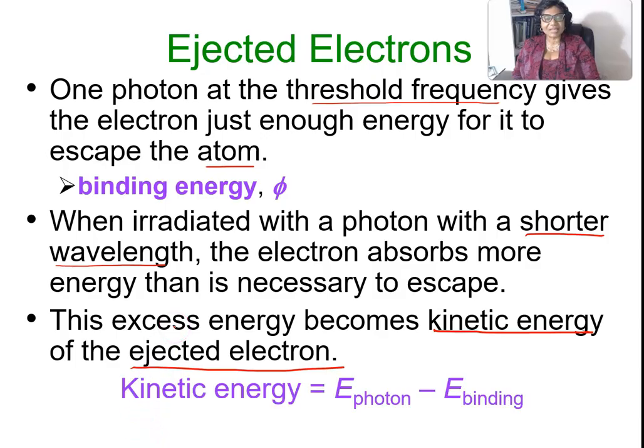So kinetic energy is energy of the photon minus the binding energy. So we can write it this way. And you know, energy of the photon is Planck's constant times the frequency.